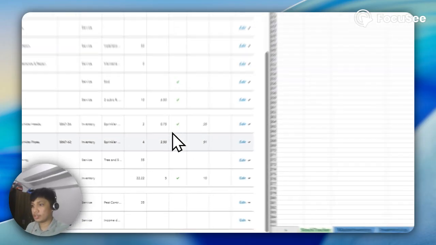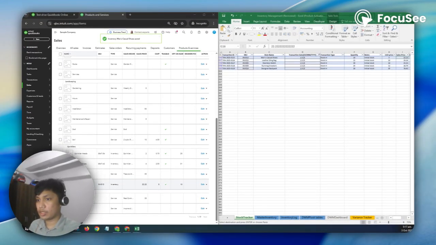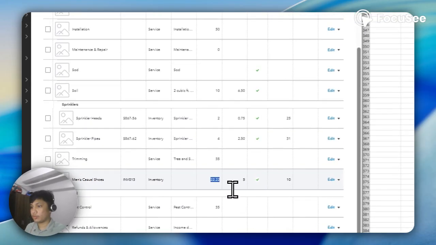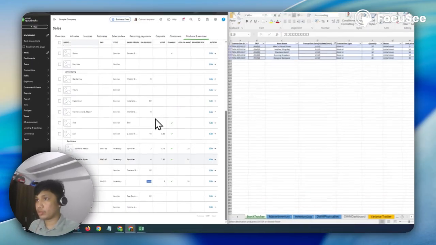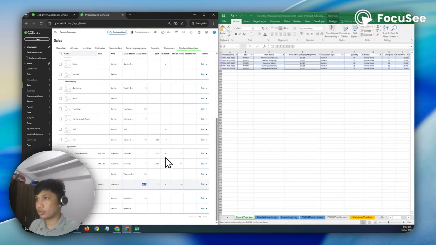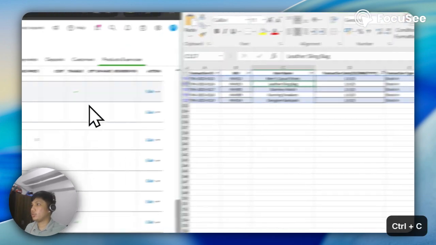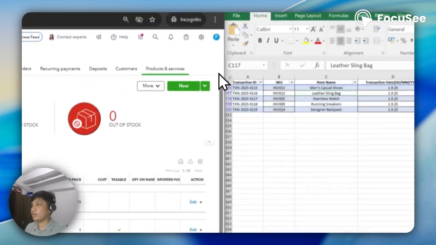Let's take a look. Men's casual shoes, inventory. We have a sales price of 22.22, the cost, taxable, and quantity on hand. We have 10. Let's do the same for the other items.